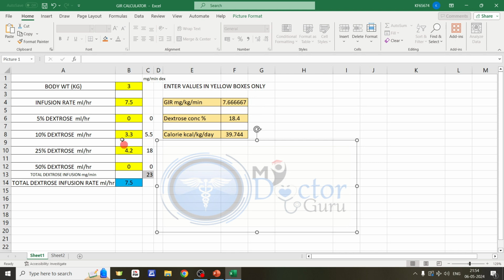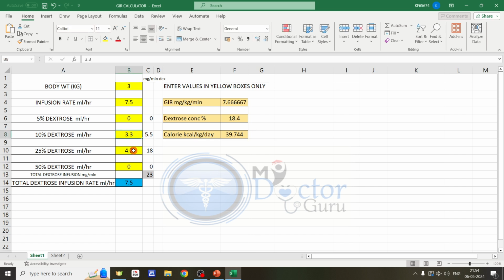So by this trial and error, you can reach the desired dextrose concentration, and at the same time you also get the concentration of the solution in the next column, in orange color, which in this case is presently 18.4. Why is this important? Because we know up to 12 to 12.5% solution we can infuse in a peripheral line, after which we need a central line.